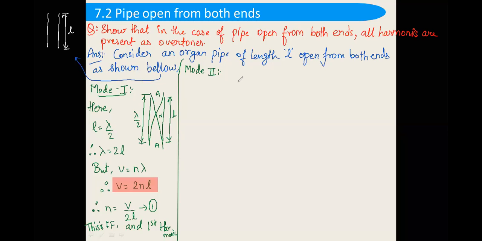So for mode 2 we have to draw the diagram first. We'll be drawing a diagram of a pipe which is open from both ends. The length of the pipe is what? The length of the pipe is L. Obviously there will be antinodes at the ends. Now one node condition is done. Now there will be how many? Two nodes. So one node, then after that node there will be an antinode, and after that one node. Then we have to draw the wave.